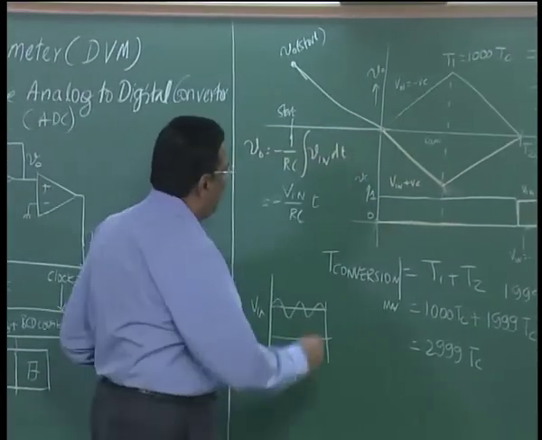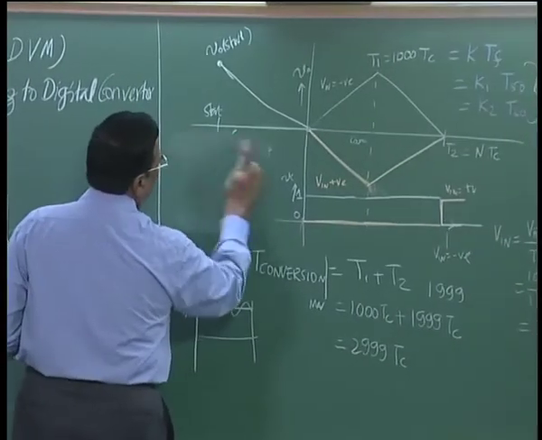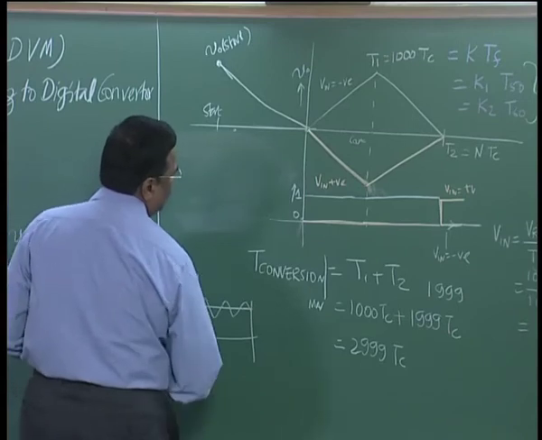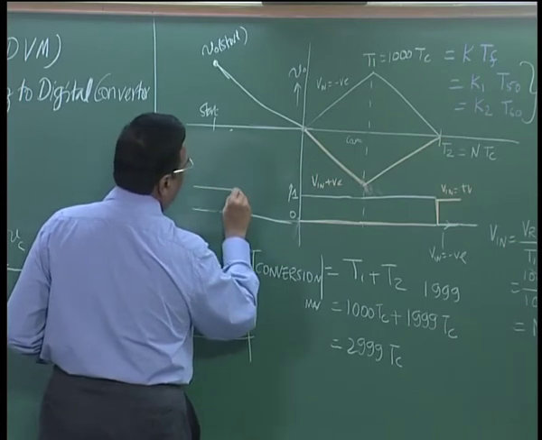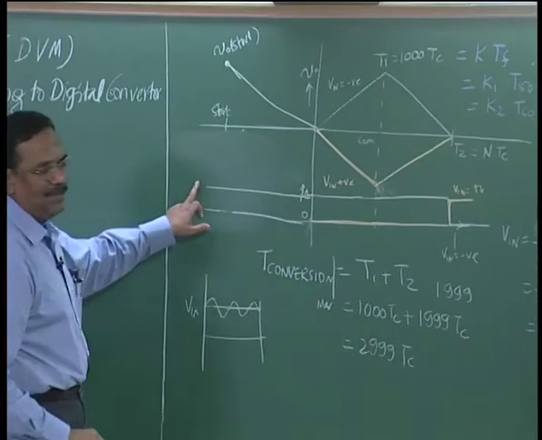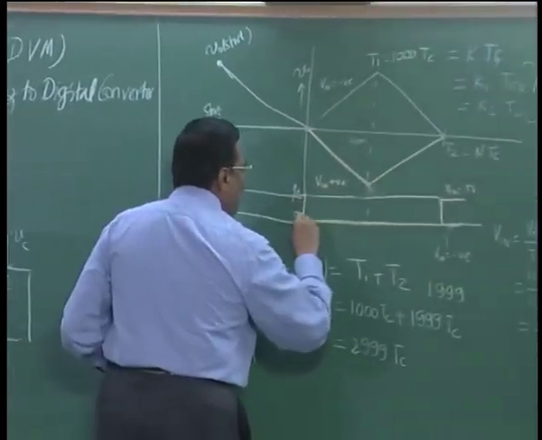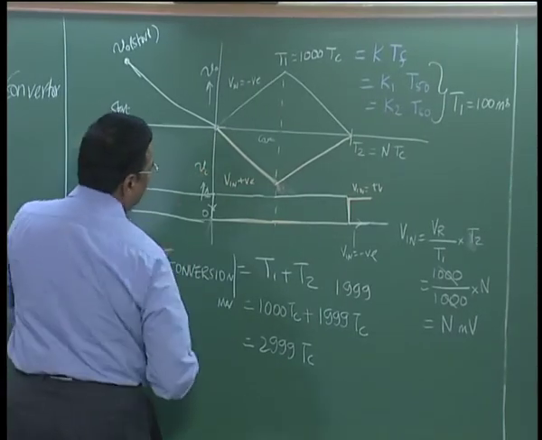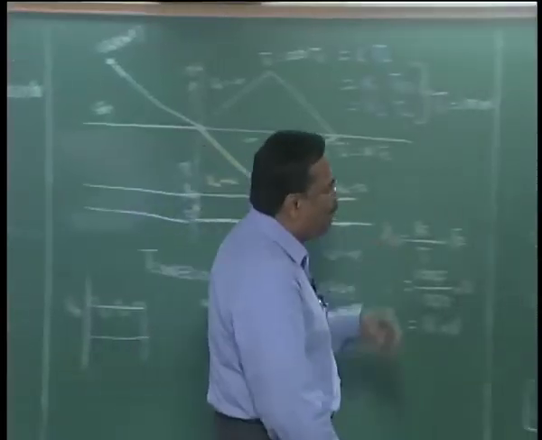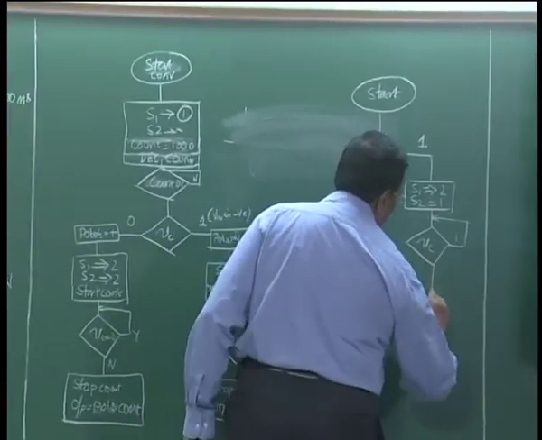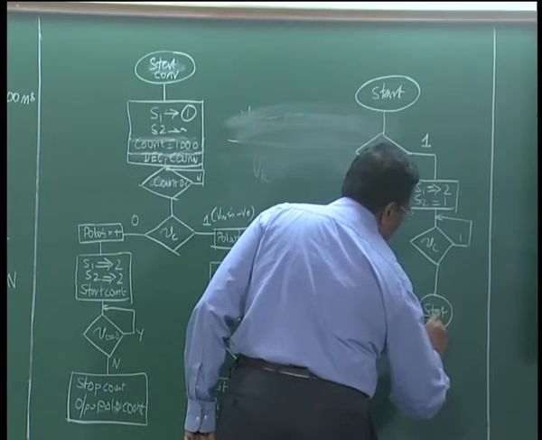At this point, if I look at my comparator voltage, Vc will be 1, and as soon as my V naught reaches 0, Vc will go down. So, when Vc becomes 0, I can say go to start conversion.